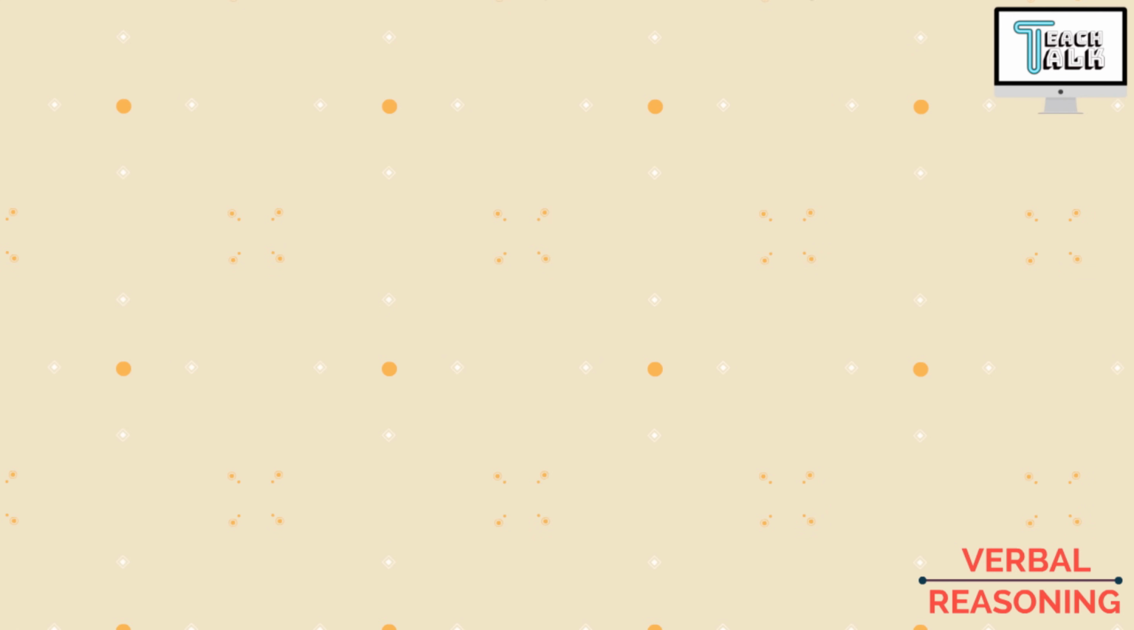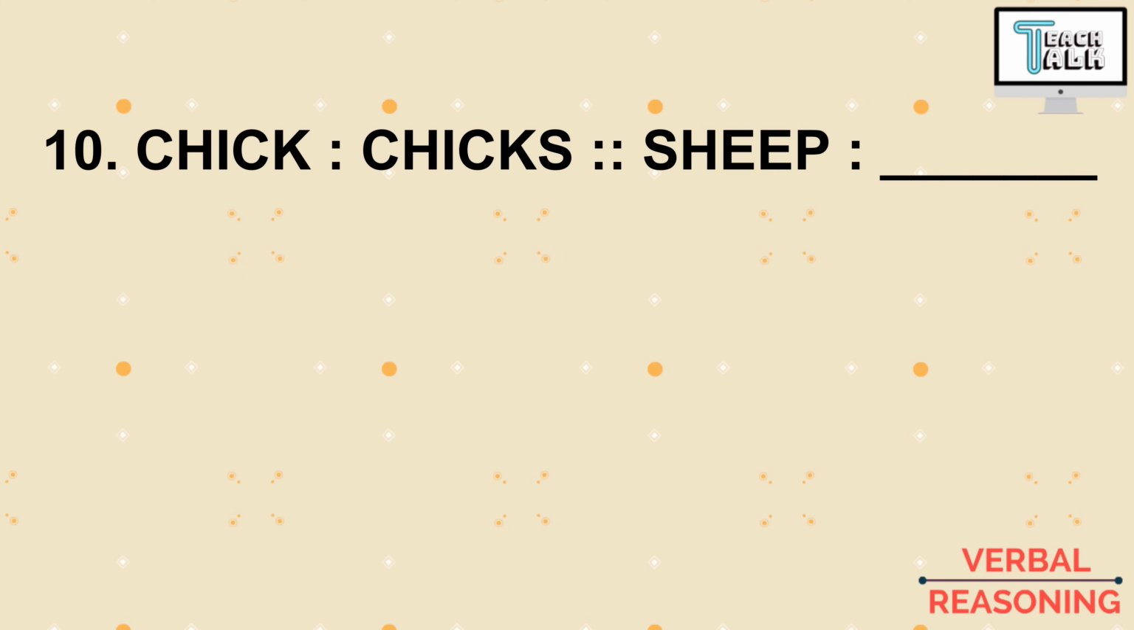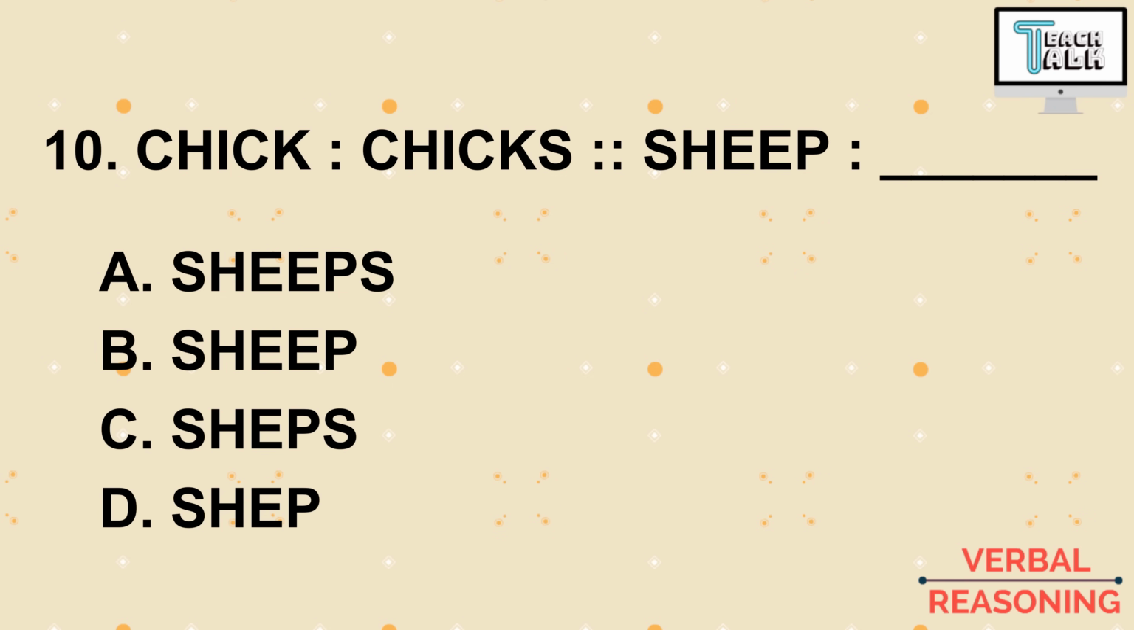Now, let's proceed to the last item, number 10. If chick is to chicks, then sheep is to blank. A, sheep. B, sheep. C, sheep. D, shep. Do you have an answer? Okay, take note of your answer and keep it to yourself first.